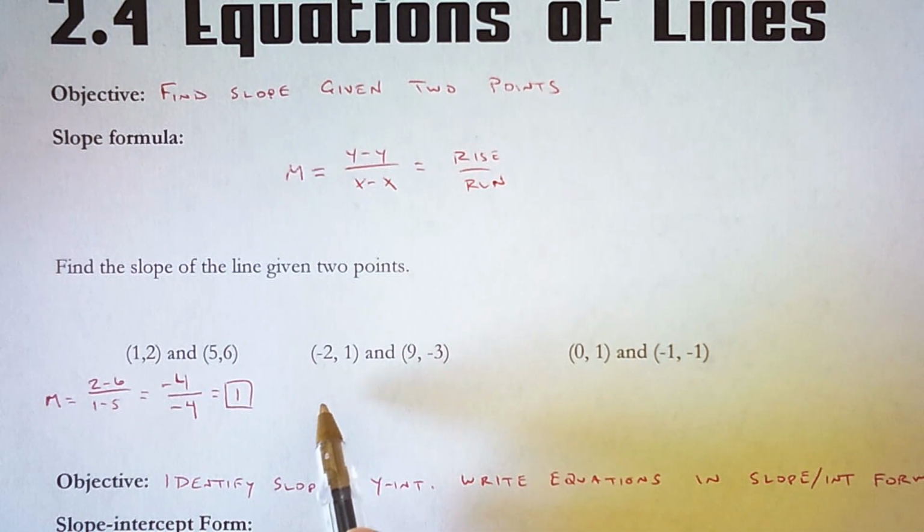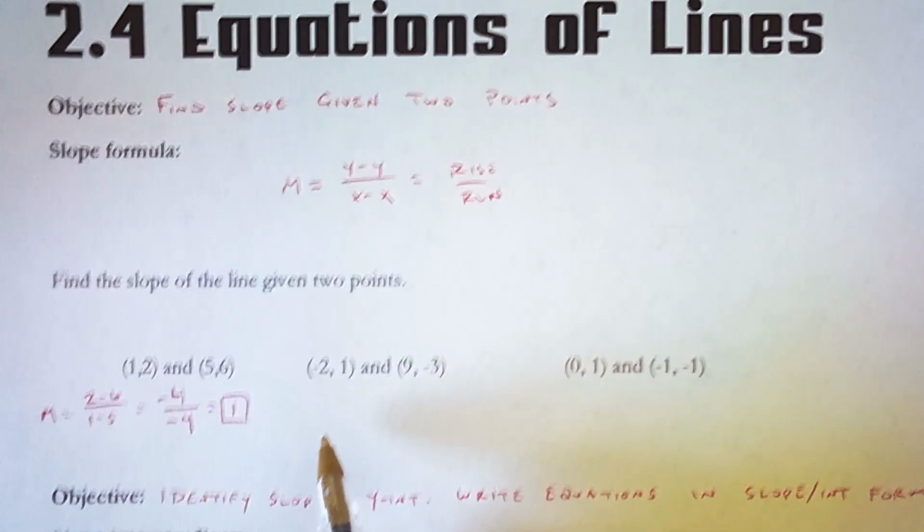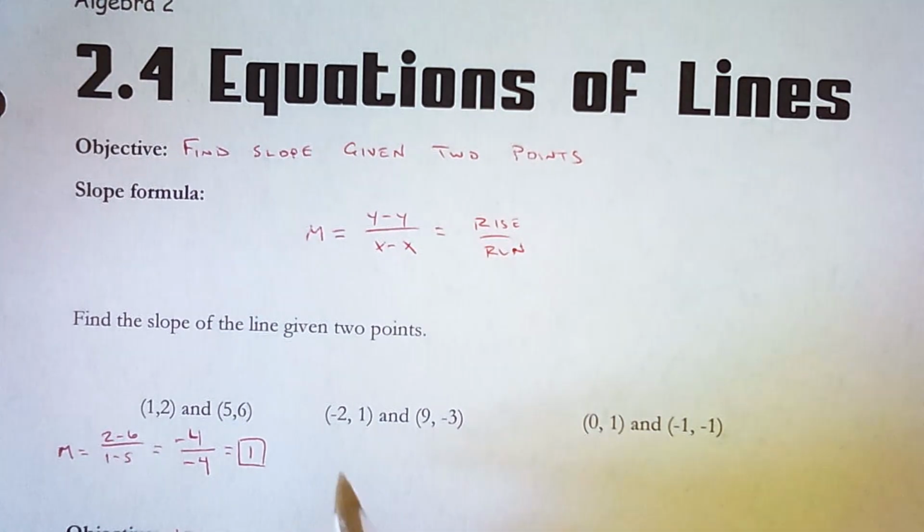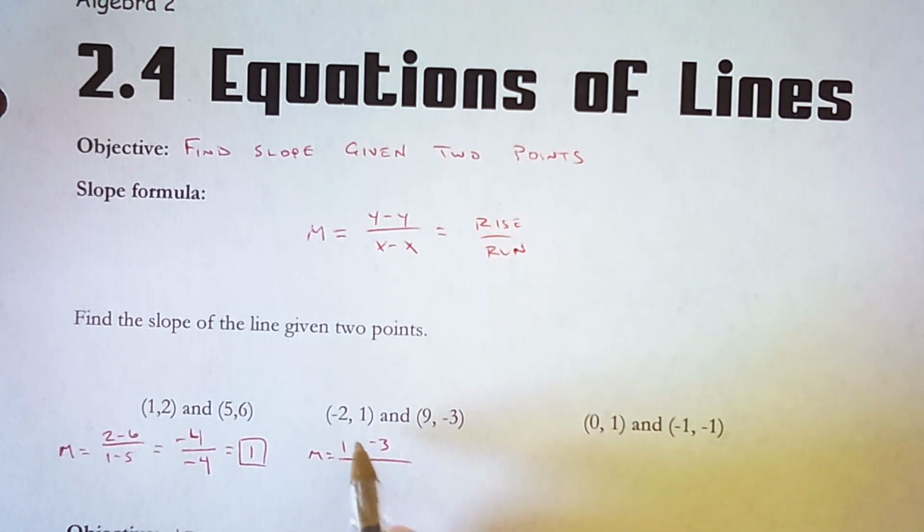Okay, so once again, we'll do y minus y over x minus x. So m equals 1 minus negative 3 over negative 2 minus 9. Okay, so 1 minus negative 3, that's the same as 1 plus 3, that is 4. Negative 2 minus 9 is negative 11. So the slope is 4 over negative 11, or you can write that as negative 4/11.